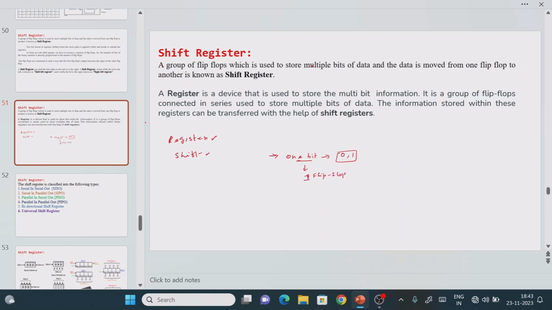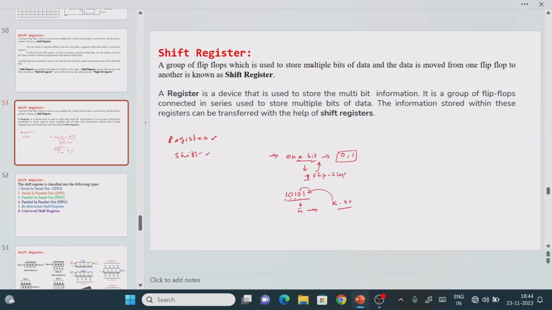Now the question is, if you have this many bits of information, how many bits do we have? 1, 2, 3, 4, 5, so we have 5-bit information. One flip-flop can store 1-bit information, but if you want to store 5-bit information, how many flip-flops do we require? We require 5 flip-flops. The reason is that each flip-flop can store 1-bit information.